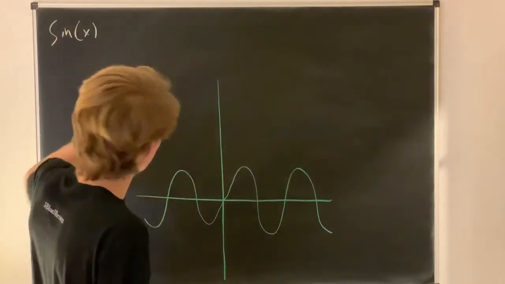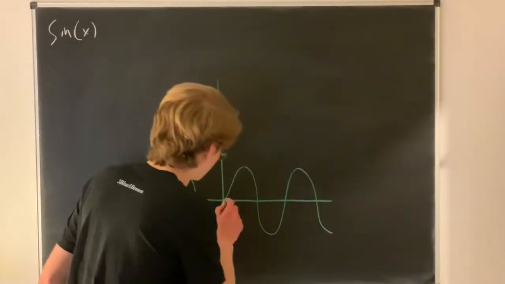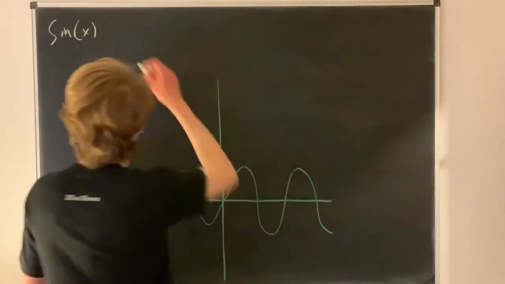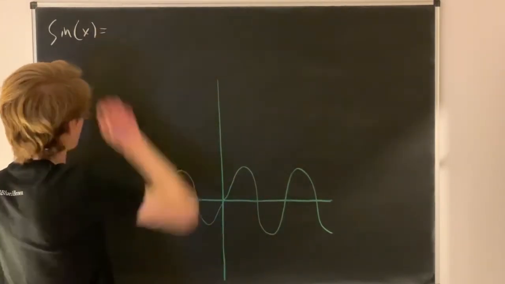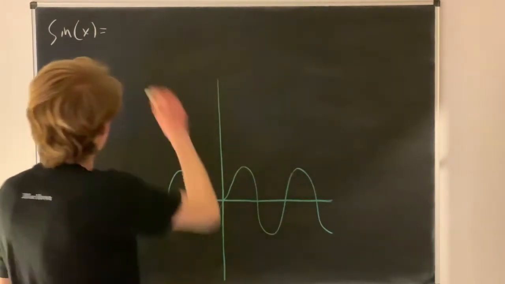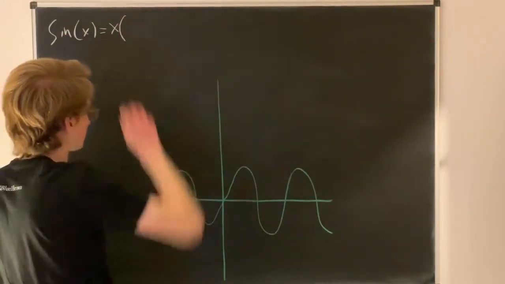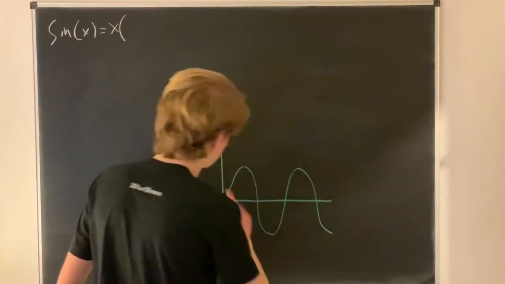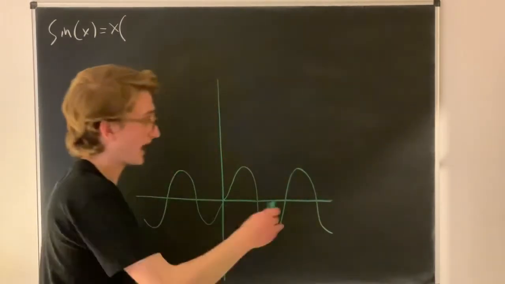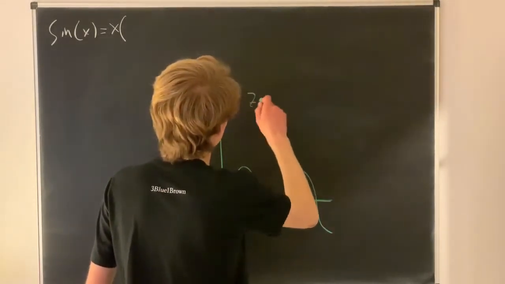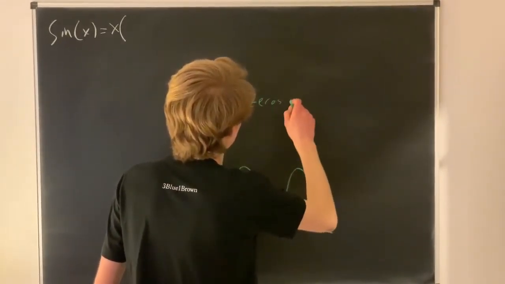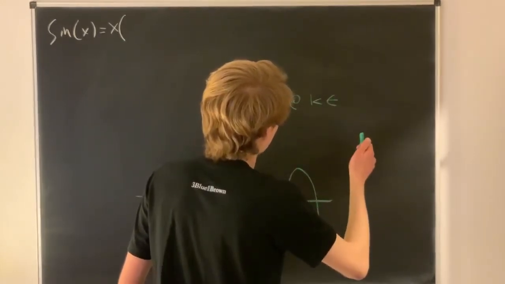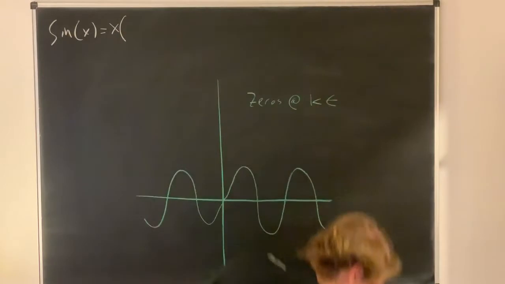So if we have that idea of breaking the function down into linear factors, let's start running that. We know sine has a zero at x. We know it's every pi, so we'll have zeros at every k pi, rather.